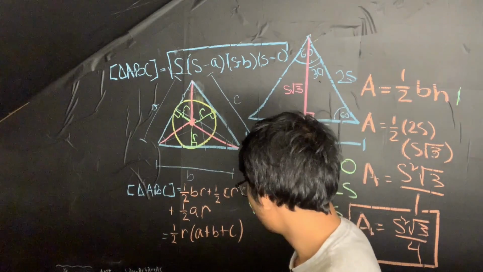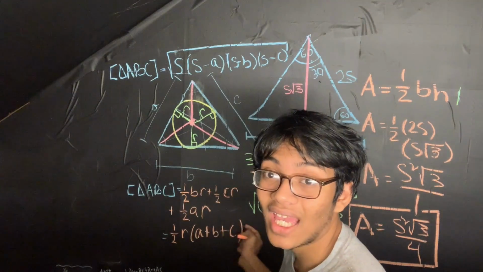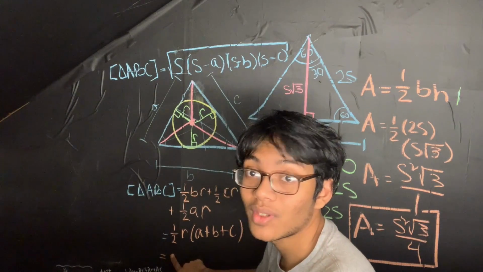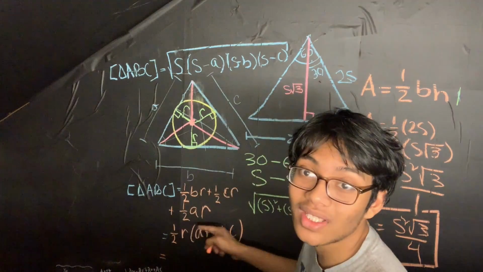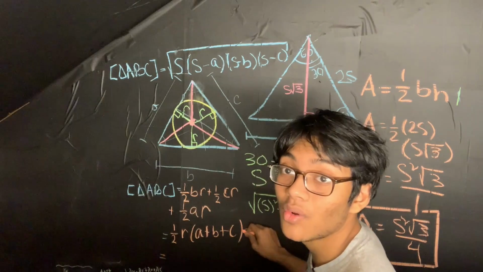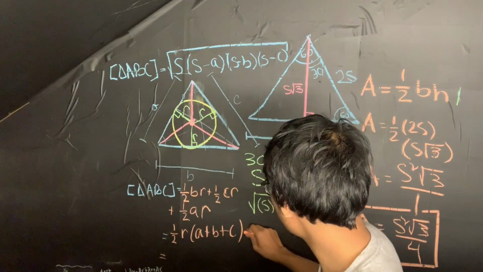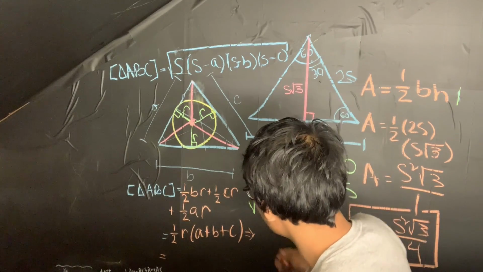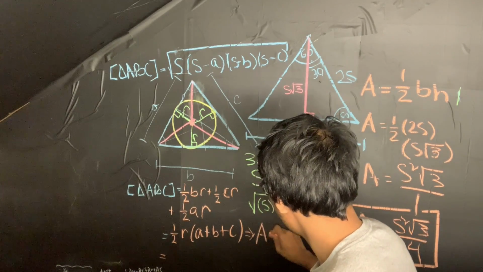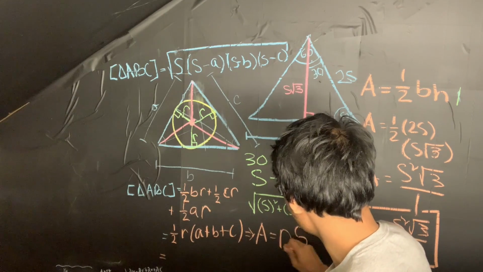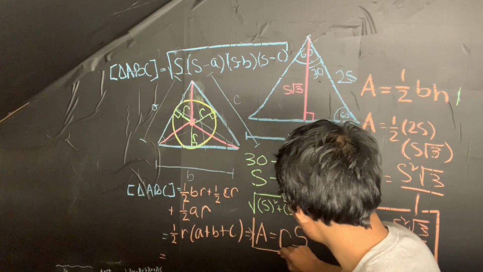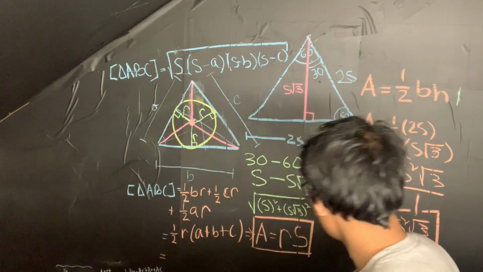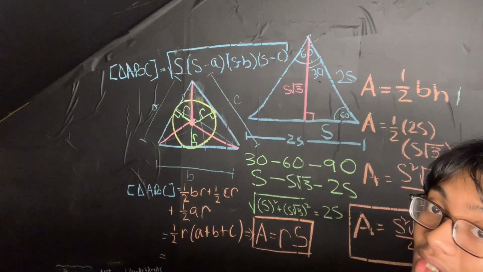So now what we're going to do is go ahead and take half of A plus B plus C. And what is that? Well, hopefully you know what half of the perimeter is. It's just the semi-perimeter. And so what's this going to give us? That's going to give us the semi-perimeter formula, or A equals rs. Area equals rs. And so we can use this formula, as a matter of fact, to prove the area of an equilateral triangle, which we got right here.